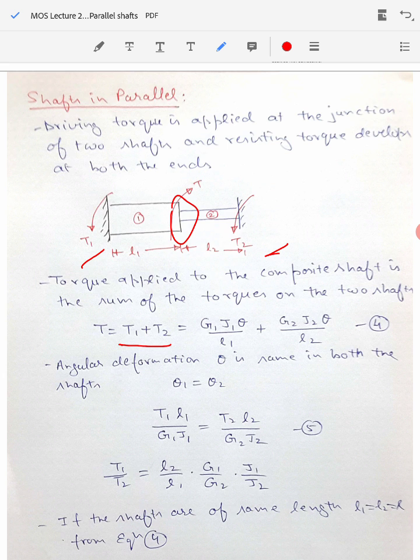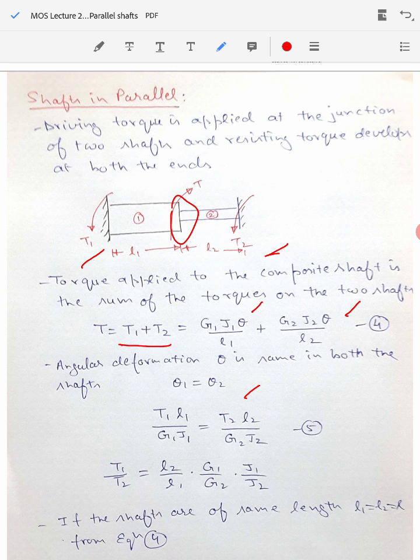Now we have our relation T by J is equal to G theta by L. So let's utilize that relation. But you see here, though the applied torque T is producing torque T1 in shaft 1 and torque T2 in shaft 2, the angular deformation in shafts 1 and 2 will be the same. That will be theta, because we are applying the torque at the junction. Therefore T1 will be equal to G1 J1 theta by L1, and T2 will be equal to G2 J2 theta by L2. So we will substitute these terms here.